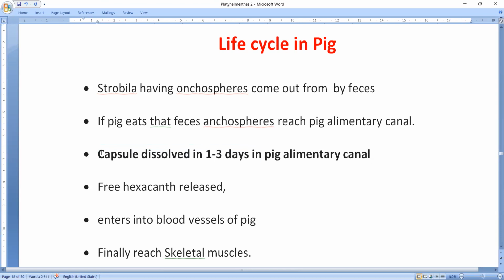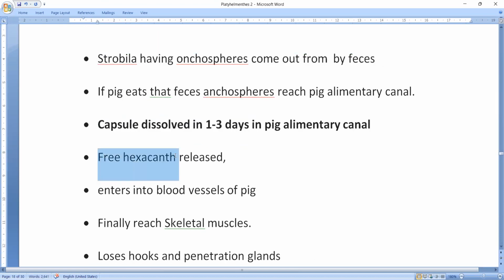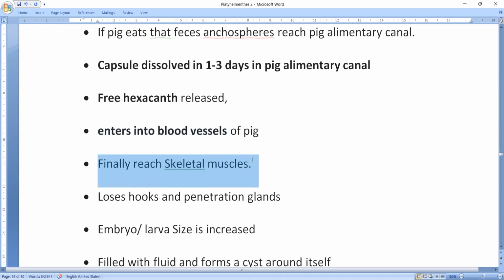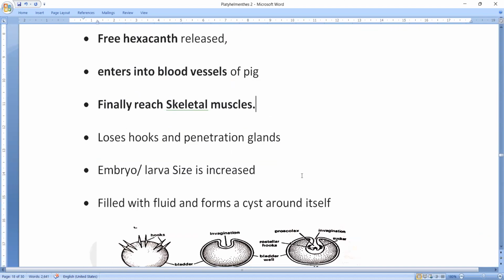So now the free hexacanth is released into the intestine or stomach. Finally, this hexacanth enters into blood vessels. Then it finally reaches the skeletal muscles like the tongue, heart, then appendage muscles, etc.